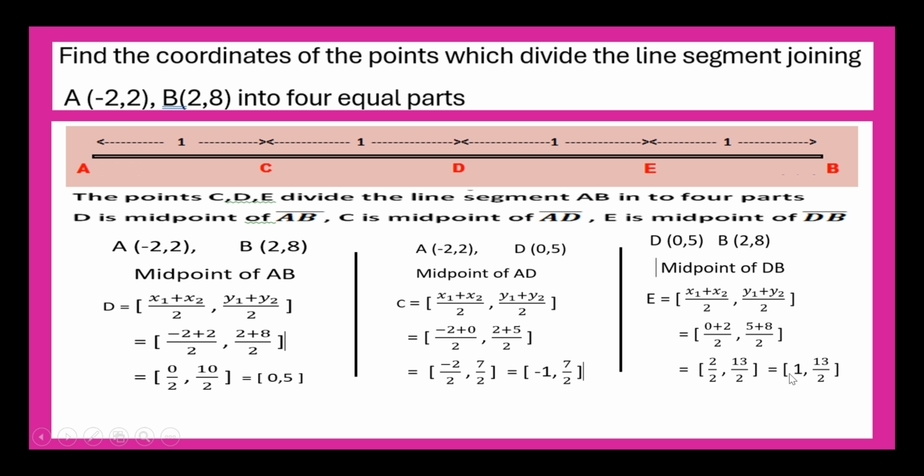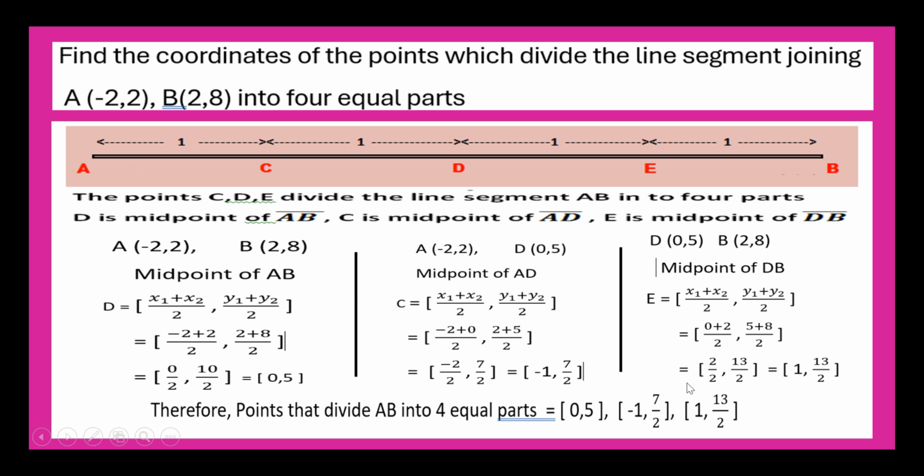2 by 2 is 1, and you cannot divide 13 by 2 evenly, so the answer is 13 by 2. Therefore, the points that divide AB into 4 equal parts are (0, 5), (-1, 7/2) and (1, 13/2). These 3 points divide the line segment AB into 4 equal parts.